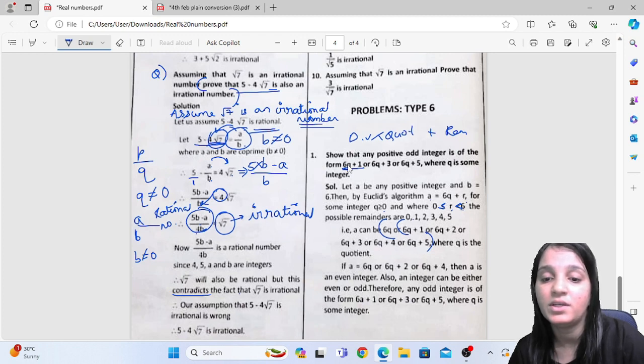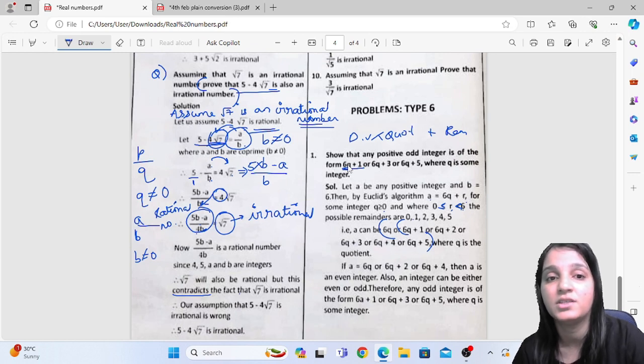Therefore any odd integer is of the form 6q plus 1 or 6q plus 3 or 6q plus 5, where q is some integer. So we are done with your real numbers.